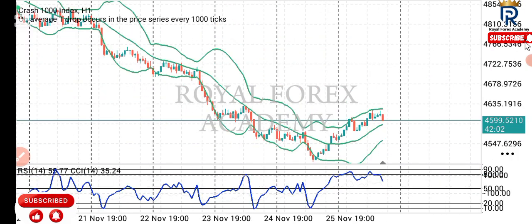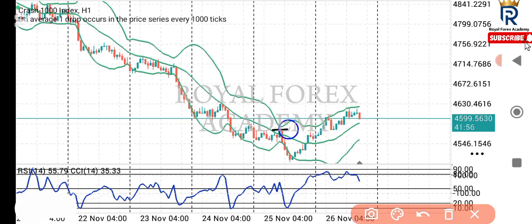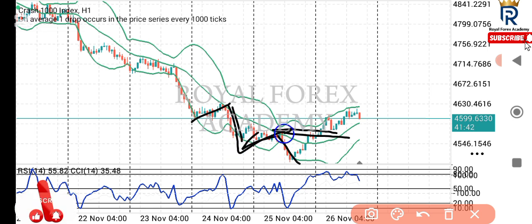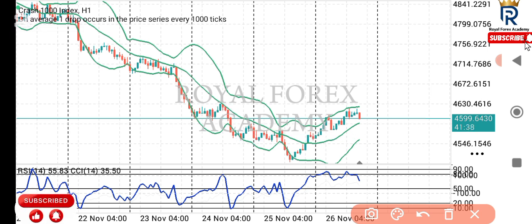This is Crash 1000. Look at this now. Crash 1000 has been in a downtrend. So here now we had a break of structure. This has already broken structure. So now we are in an uptrend, with higher high, higher low. You can see that. So here we had a break of structure, and here now is our point of interest.